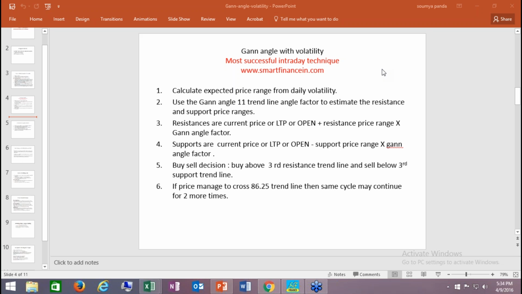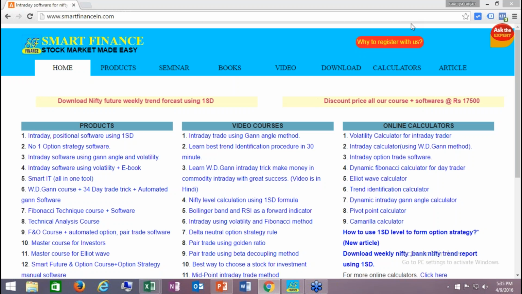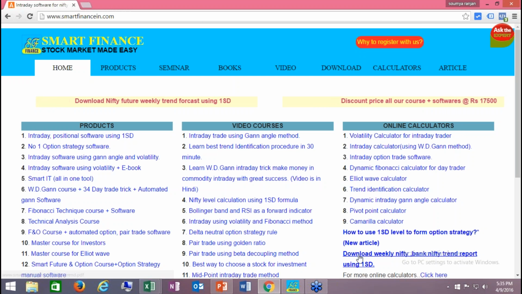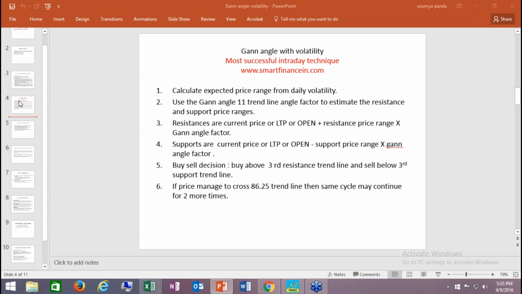Many of you are also experiencing our one standard deviation weekly trend forecast, which we flag every week on our website under the home page. Here you can download the Nifty and Bank Nifty weekly trend forecast and test it also. So that is also, you can say, one of the proofs available.